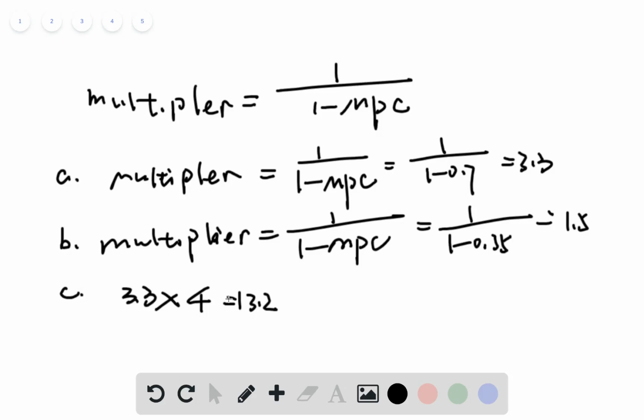And the same thing if the marginal propensity to consume is 35%, then we use the multiplier we got here, 1.5, times the change in aggregate expenditure. So it should equal 6 billion. So basically, it means that if aggregate expenditure changes by 4 billion and the multiplier is 1.5, then in equilibrium, real GDP will change by 6 billion.